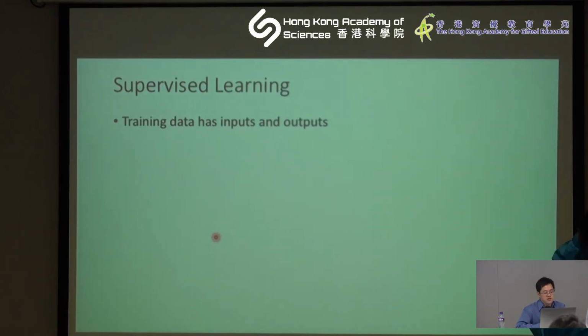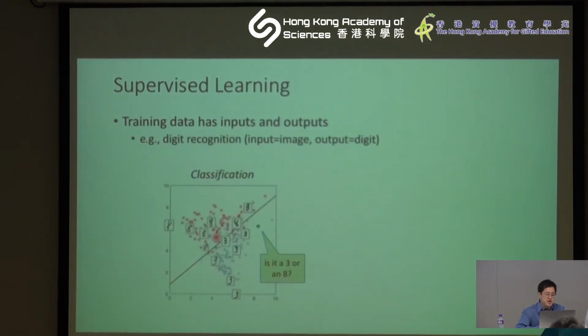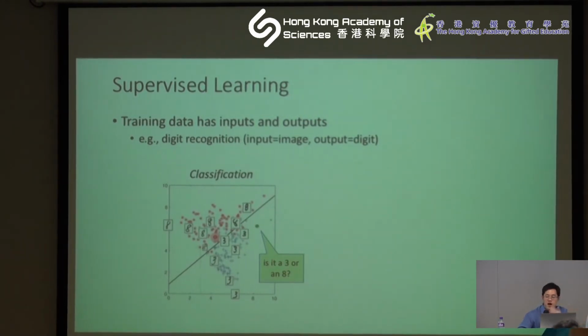Supervised learning means that the data we have has both an input and an output. That means we have an image, and we also have an output. The image is the input, and our output is our prediction. So we want to say whether this digit is a 3 or an 8.